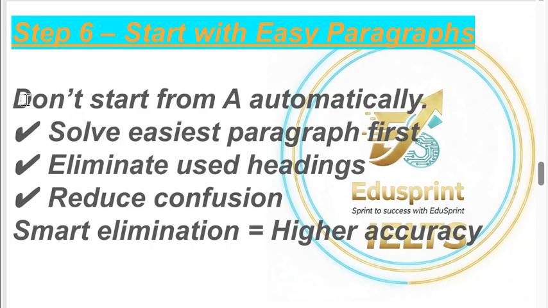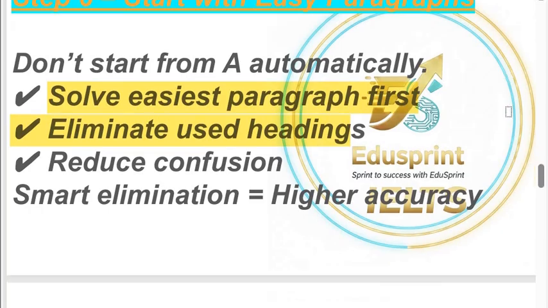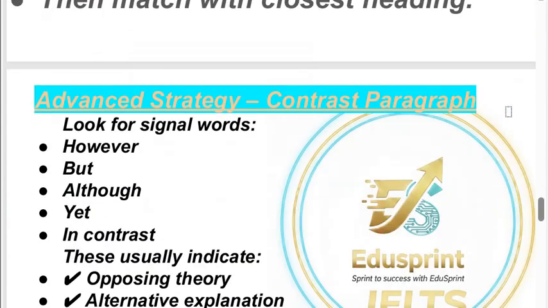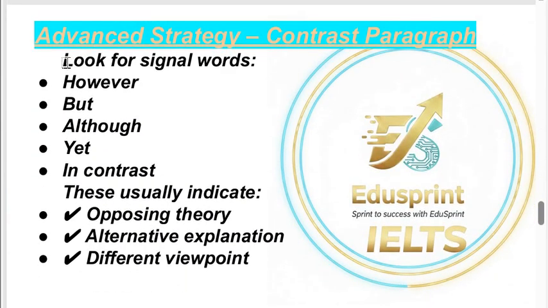You do not have to start with paragraph A. If another paragraph looks easier, solve that one first. Once you match a heading, eliminate it from your list. This reduces confusion and increases accuracy. Pay attention to signal words such as however, but, although, and in contrast. These words often introduce a change in viewpoint. In such cases, the correct heading may relate to an opposing theory or an alternative explanation.